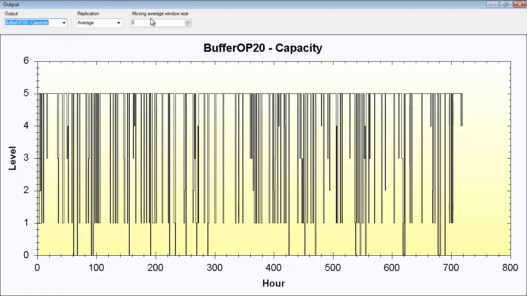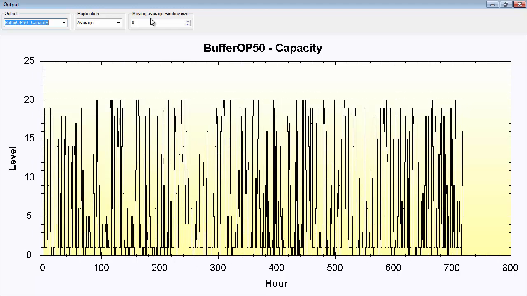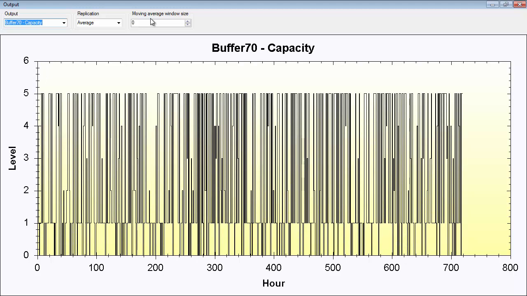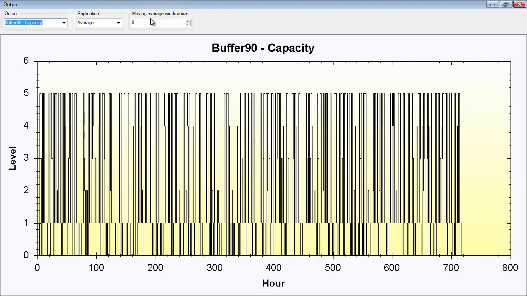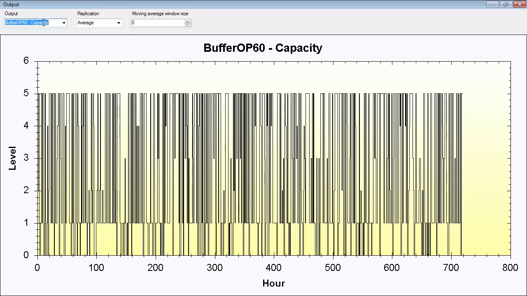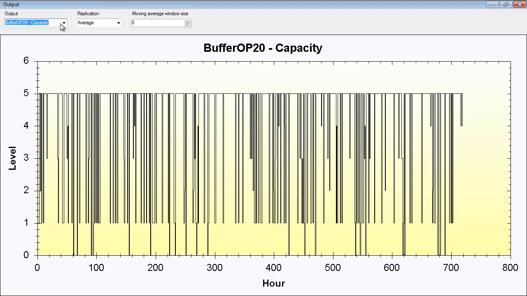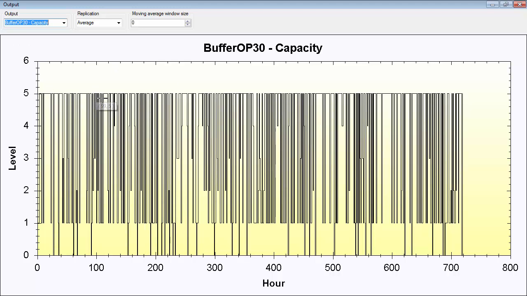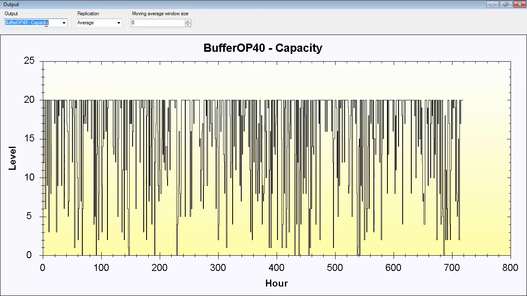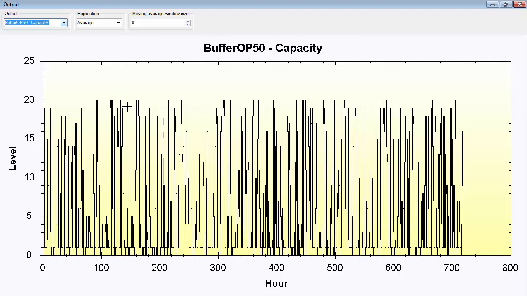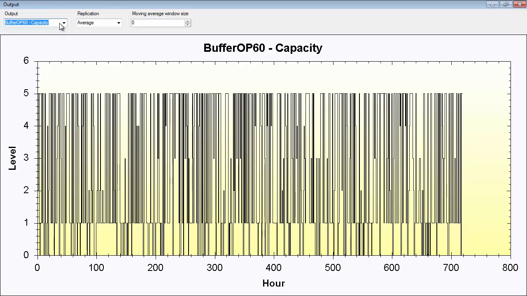We can look at the different buffers, the buffer before operation 20, 30, 40, 50, 60, 70, 80, 90, and 100. As you can see here, it's quite hard to determine the levels of the buffers. Of course, we can see that operation 20 has a quite long period that it's full. Likewise, operation 30, quite much of the time that it's occupied. Operation 40, likewise the other two buffers, but it's really hard to determine the other buffers. You can see that the buffer level is lower on operation 50. Somehow it's quite high on operation 60 and the other buffers as well.